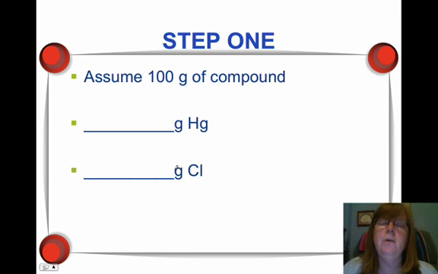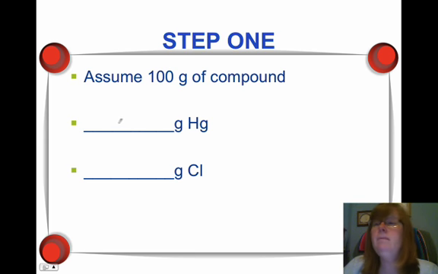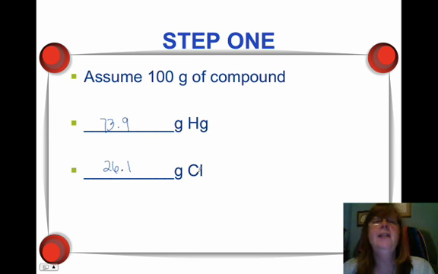Okay, now that we have the percent composition of this compound with mercury and chlorine, let's get started. Well, the first thing we do is let's assume we have 100 grams of compound. When we do that, then those percentages just become grams. If we had 100 grams of a compound and 73.9% of it was mercury, then in 100 grams, 73.9 grams of it would have been mercury. And then that remaining 26.1%, if we had a 100 gram sample, would become 26.1 grams of chlorine. So you just change that percentage sign into grams and you're good to go. Step 1, you convert percentages into grams.